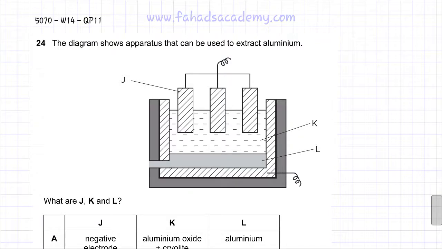The following question is about extraction of aluminium. The question states that the diagram shows apparatus that can be used to extract aluminium. So you're trying to extract aluminium. Aluminium, remember, is extracted using electrolysis.